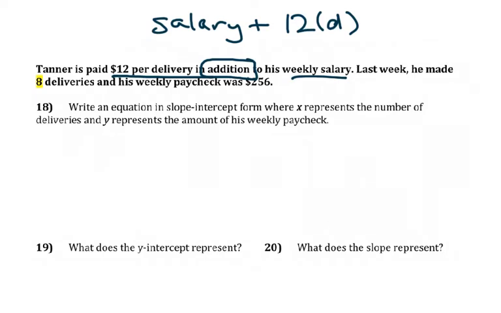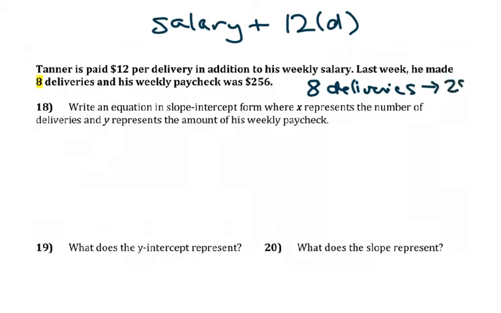Now it says last week he made 8 deliveries and his weekly paycheck was $256. So there's a lot of information in that problem. I know that if he made 8 deliveries, that gave him $256. Now, you're not going to do 256 divided by 8. That's not going to tell you how much he makes per delivery, because we already know that. It's $12. The question is, this is what we don't know.